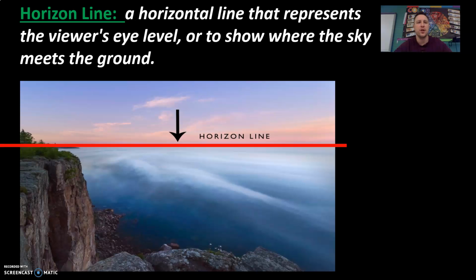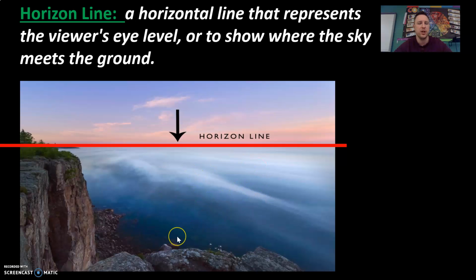So the first question for your entrance ticket is, what is a horizon line? And a horizon line is a horizontal line that represents the viewer's eye level or shows where the sky meets the ground. So as you're typing that definition, just to demonstrate, this red line across the paper is the horizon line. Everything above that line is the sky. Everything beneath it is the ground, or in our case, the ocean.